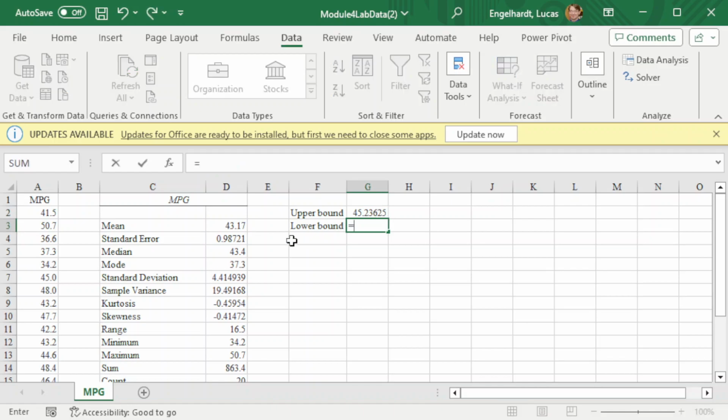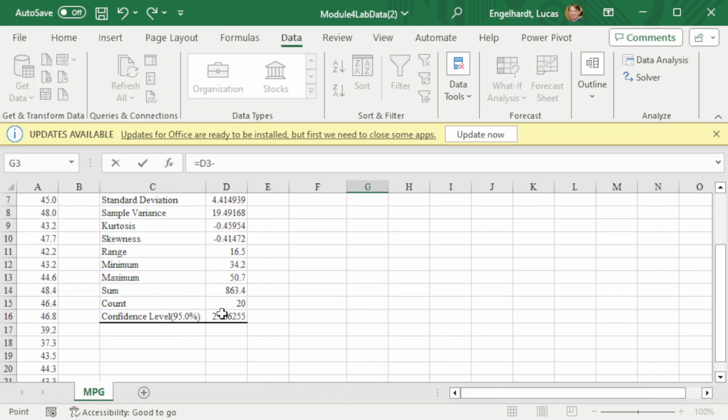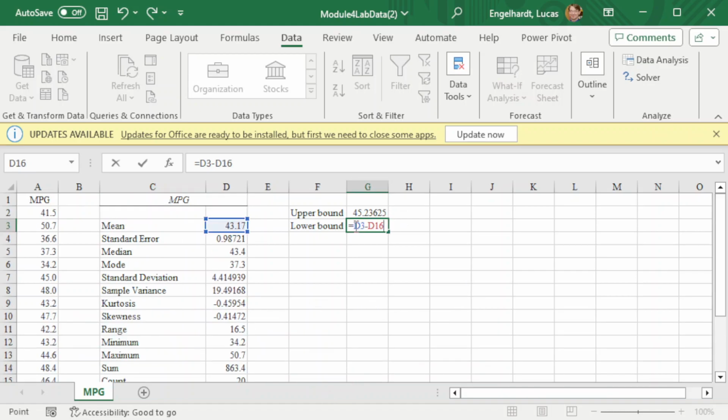Then for the lower bound, same kind of idea. Take the mean and subtract the margin of error. So there's my formula. Mean minus the margin of error gives me my lower bound. So how we would interpret this is we'd say that we are 95% confident that the population mean falls between 41.10 or so and 45.24 or so. All right, so that'd be our interpretation here.